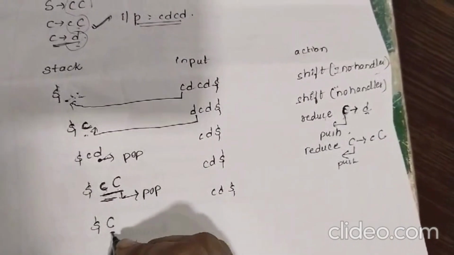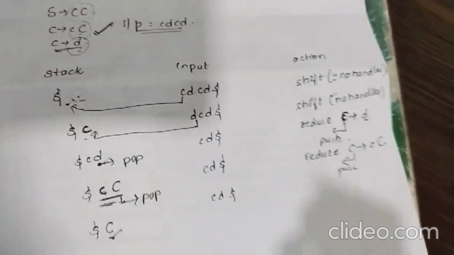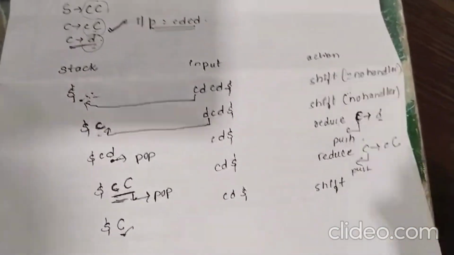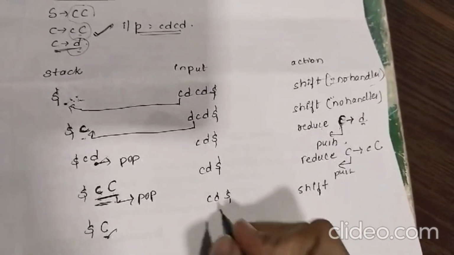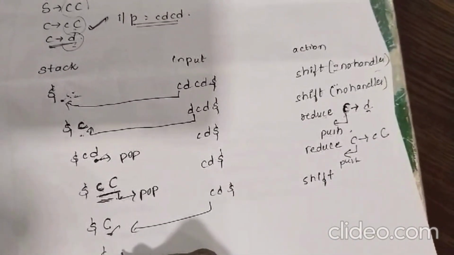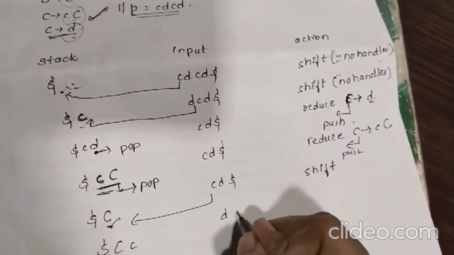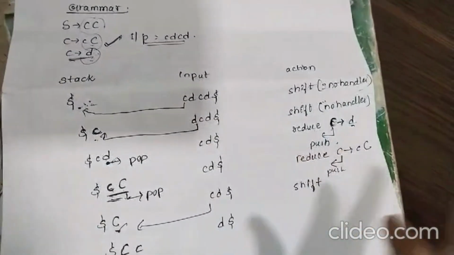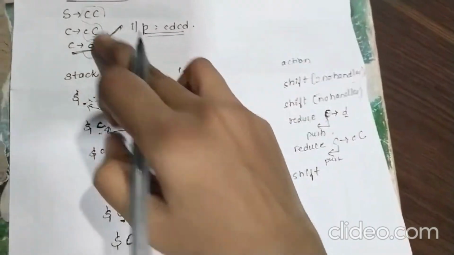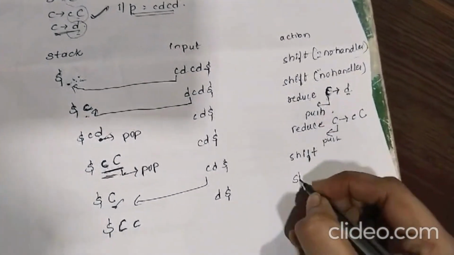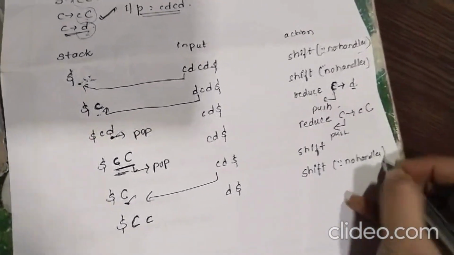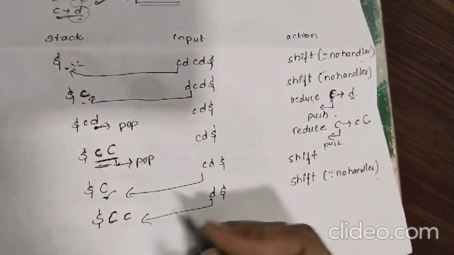Now check this. Is C present in this? No, right? So if no handles are present, then we need to perform shift. Okay. Shift. What will be shifting? We'll be shifting this here. So dollar, capital C, small c, here D and dollar. Now do we have small c in this single element? We don't have. Do we have capital C and small c? No, right? So if there are no handles, then we perform shift, since no handles means no RHS in the stack. Okay. So simply shift this here.